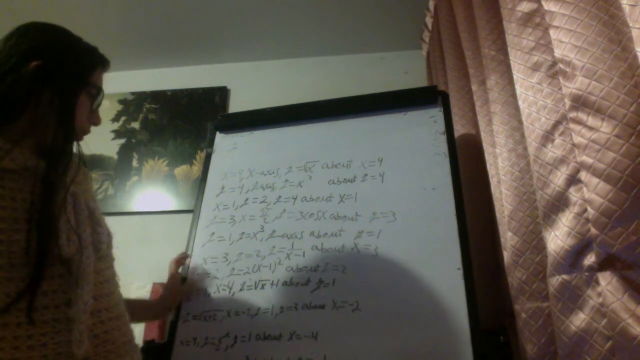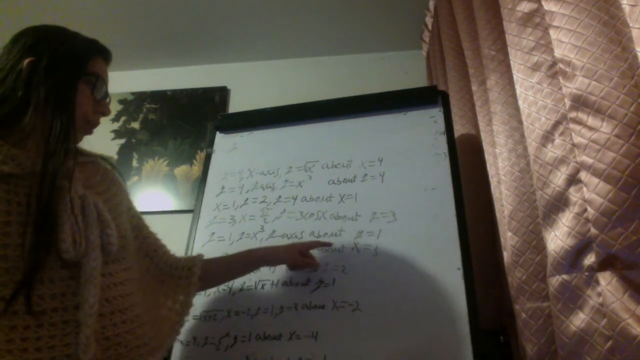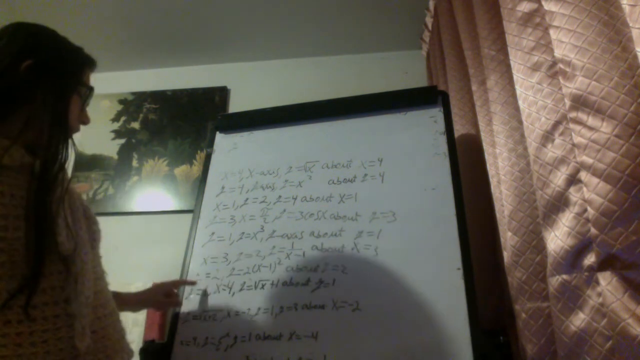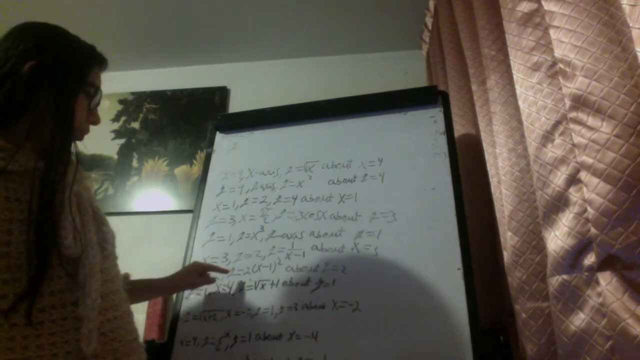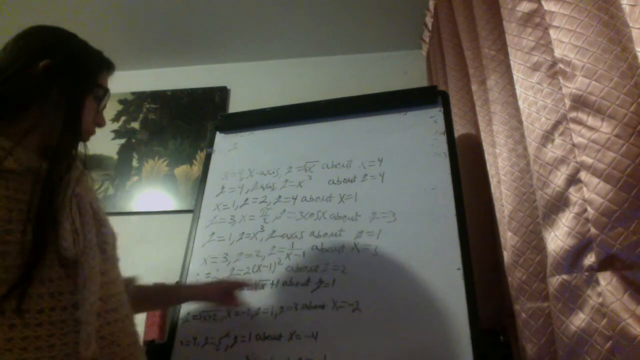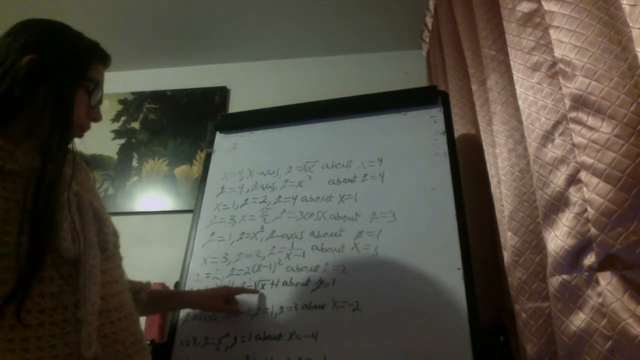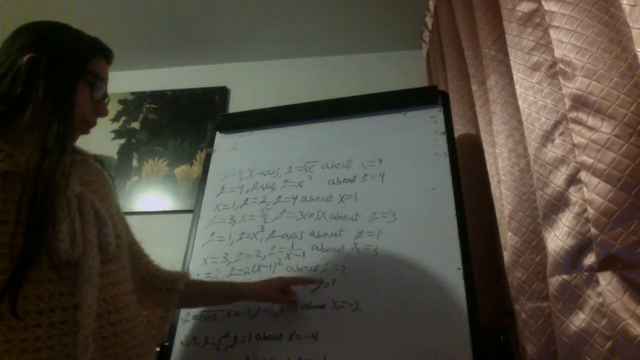The region enclosed by x equals 3, y equals 2, y equals 1 over x minus 1, rotating it about x equals 3. The region enclosed by y equals 2, y equals 2 times (x minus 1) squared, rotating it about y equals 2. The region enclosed by y equals 1, x equals 4, y equals square root of x plus 1, rotating it about y equals 1.